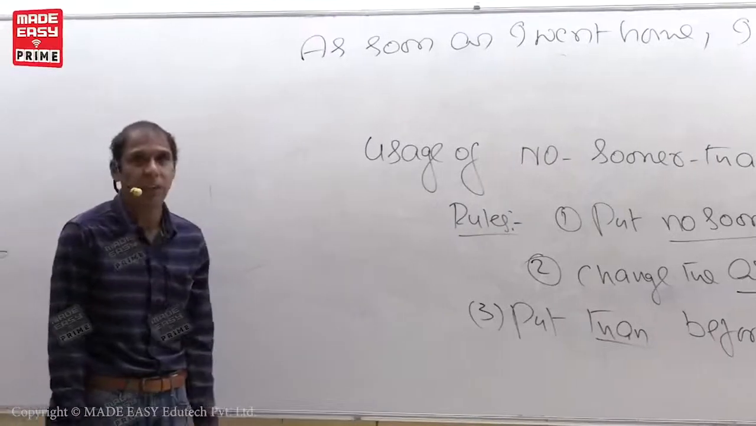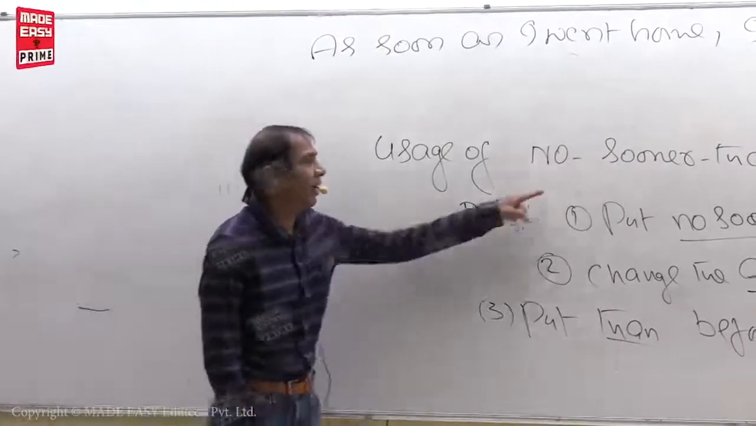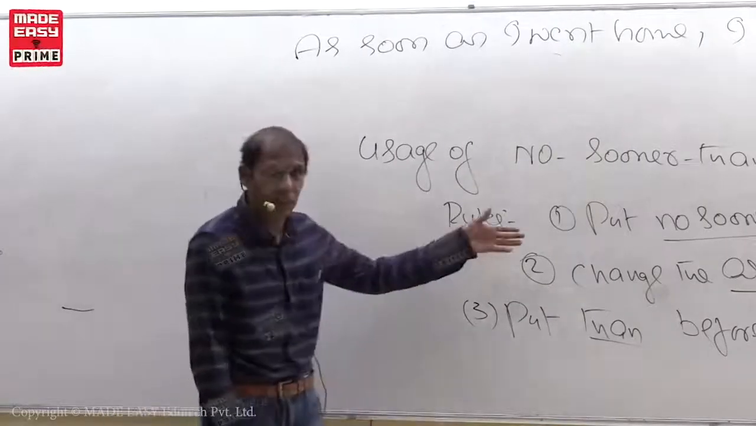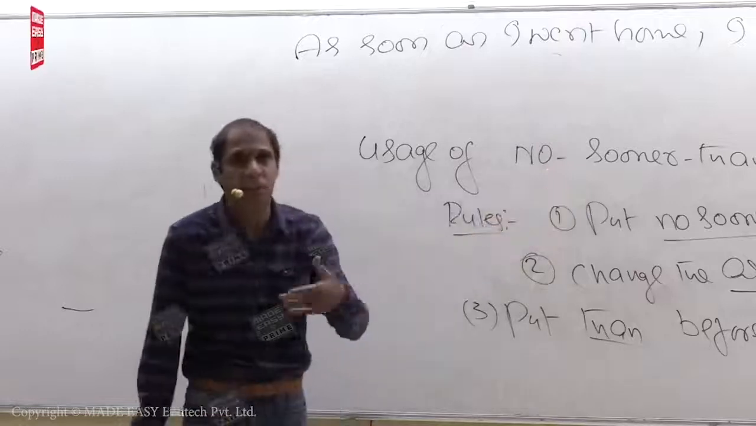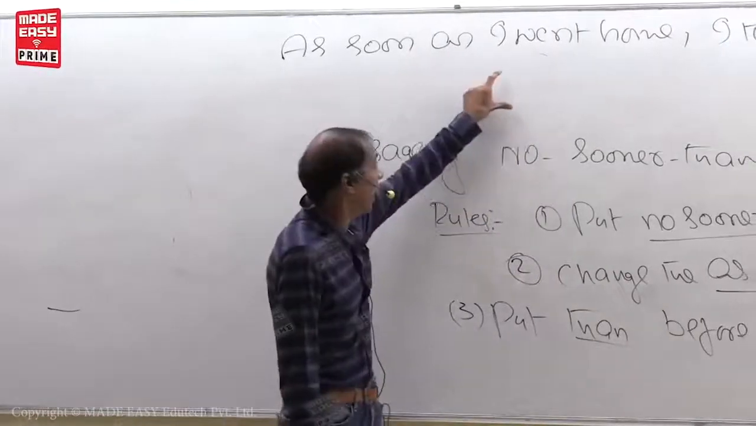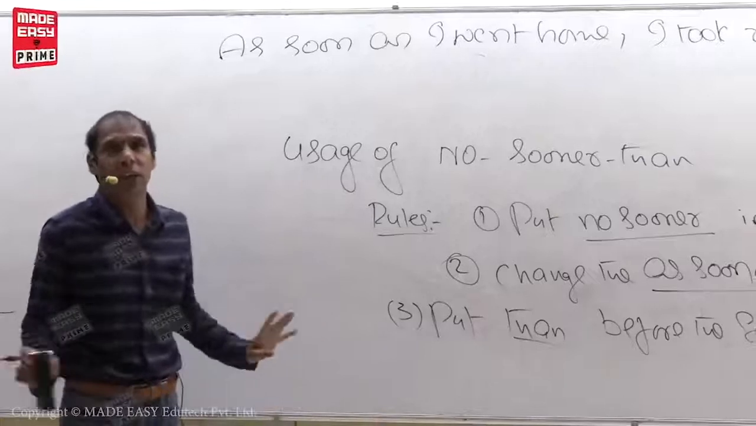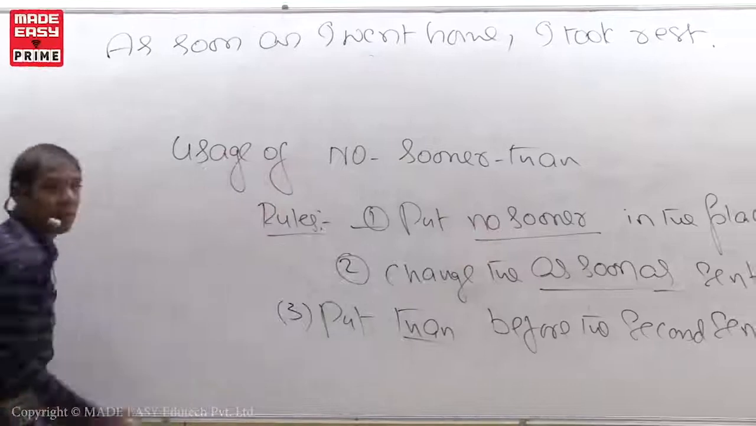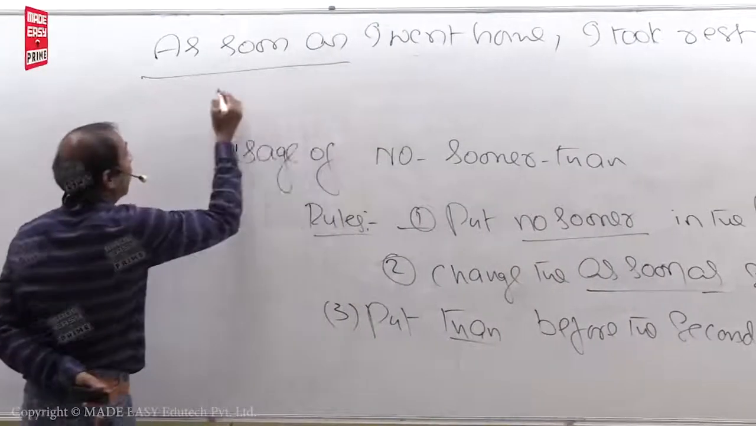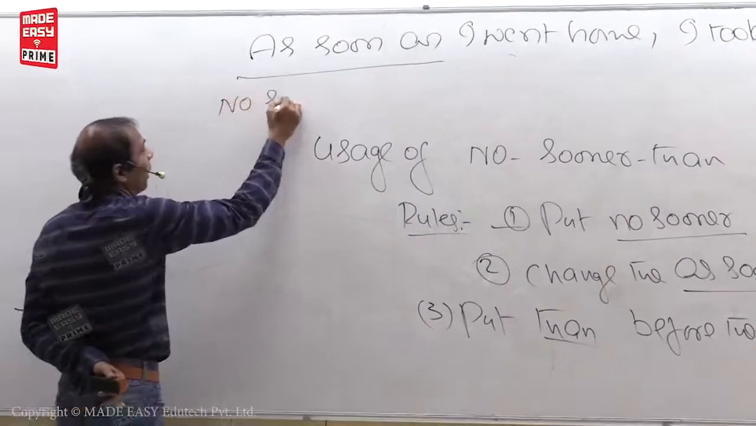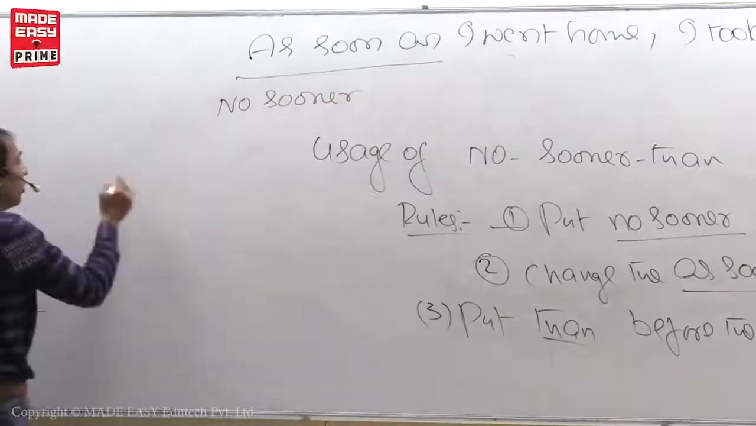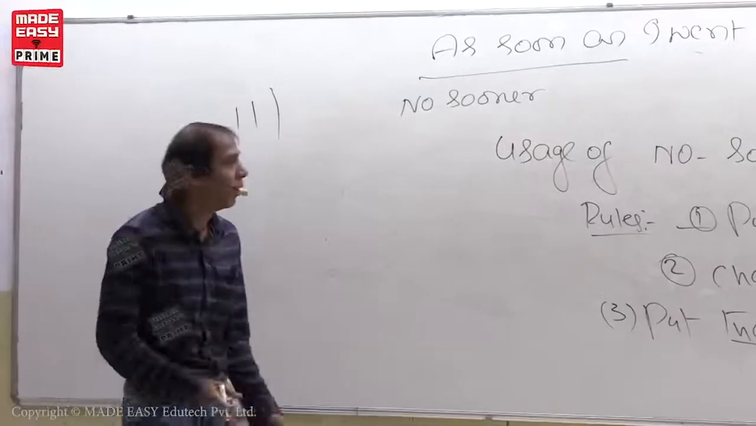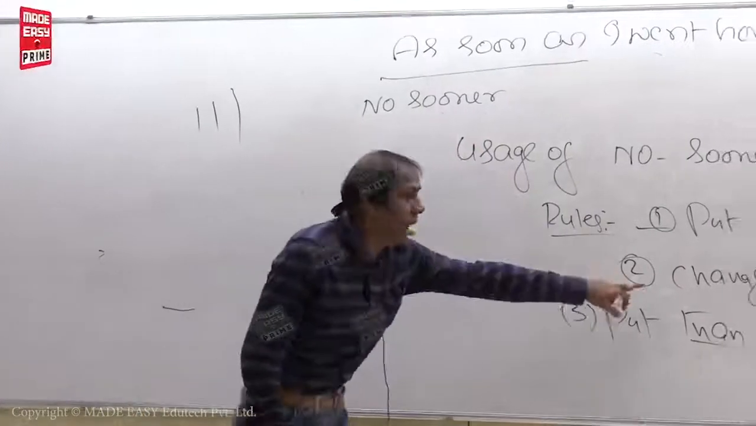First, let us think. The examiner may ask us to write the same sentence with the use of no sooner than. Let us think. First, what is the first rule? Put no sooner in the place of as soon as. How many rules? One, two, three. Put strokes like this, then easily I can do it. Put no sooner in the place of as soon as.